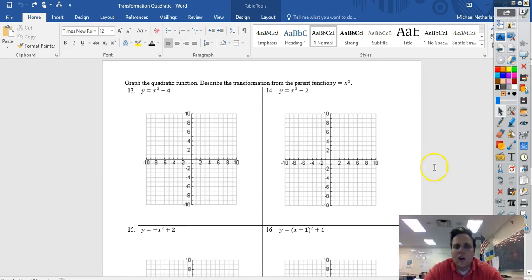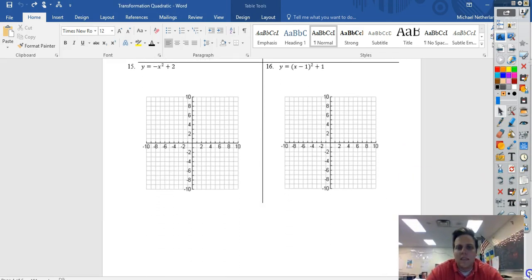Alright, it says graph this quadratic function and describe the transformations. Well, this -4 is not in parentheses, so that just means down 4. And so I just take my graph, I go down 4. My a value is 1, so I know I can go over 1 up 1, and then over 1 up 1. And then I'm ready to rock and roll. Okay, and there you go. Alright, so I'm not going to do any more of those because I think you can do that. I think you got the right idea.